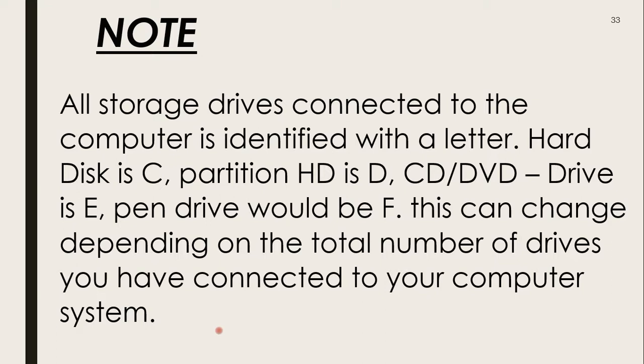The hard disk drive has the letter C. Say the hard disk is 80 gigabytes in size, and you partition the hard disk. Then the computer shows a second drive with the letter D, your partitioned hard disk.